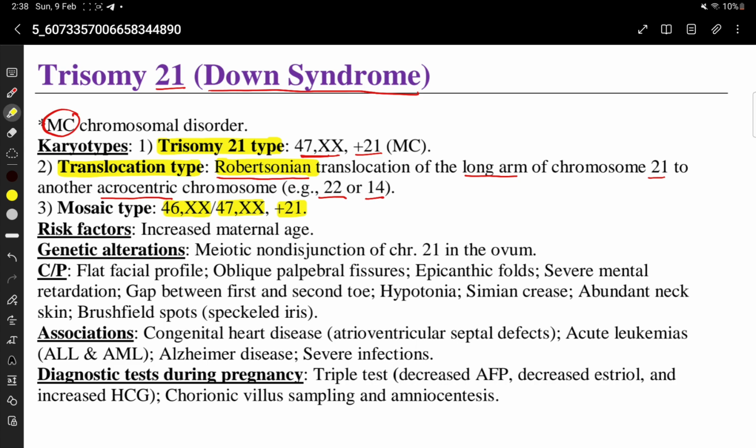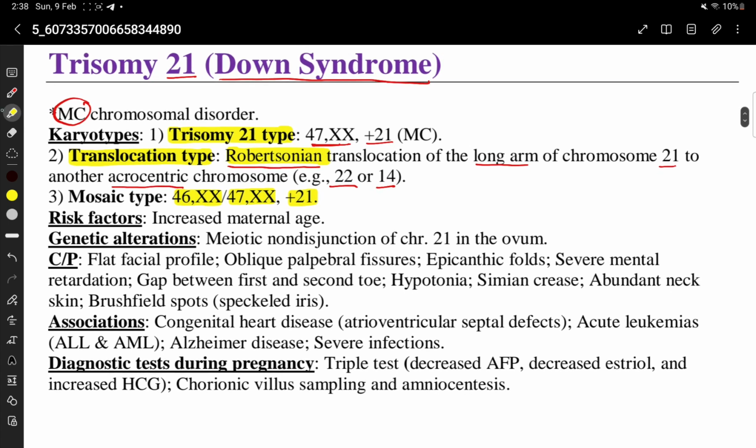Translocation type means Robertsonian translocation of the long arm of chromosome 21 to another acrocentric chromosome, example 14 or 22. Mosaic type means some cells will be 46,XX, some will be 47,XX plus 21.